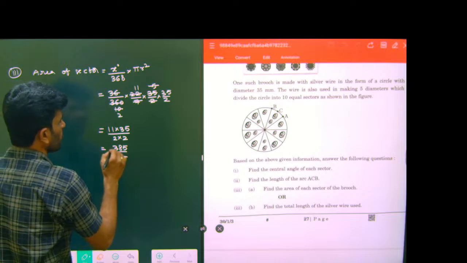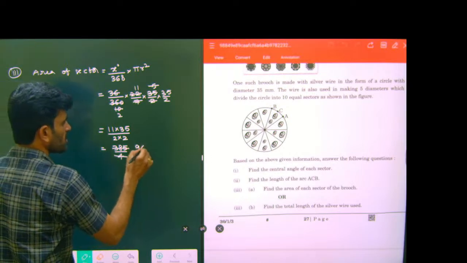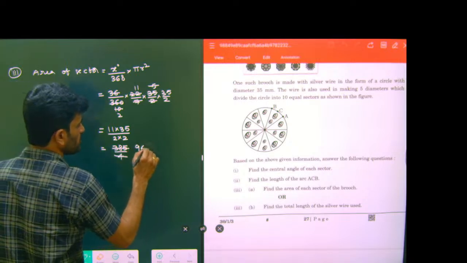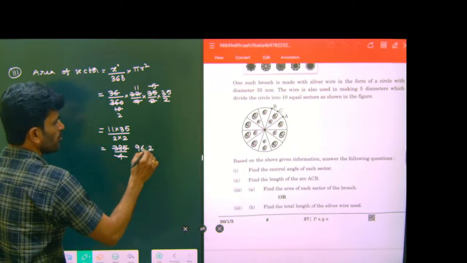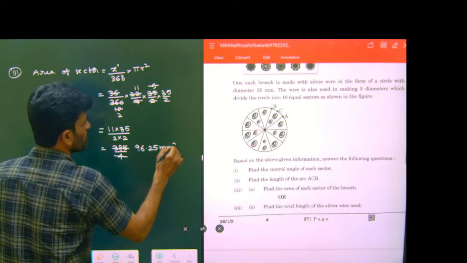4 ones are 4, 4 nines are 36. 2 fives are 25, 4 sixes are 24. 1 will be left. Okay, 10. So 4 twos are 8, 4 fives are 20. So 96.25 millimeter square.